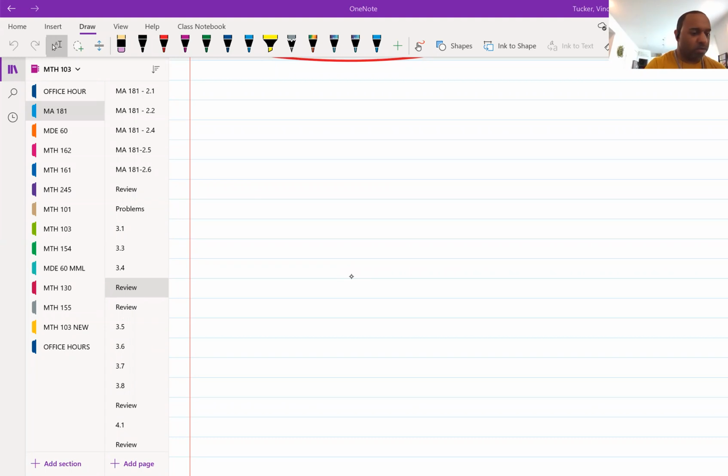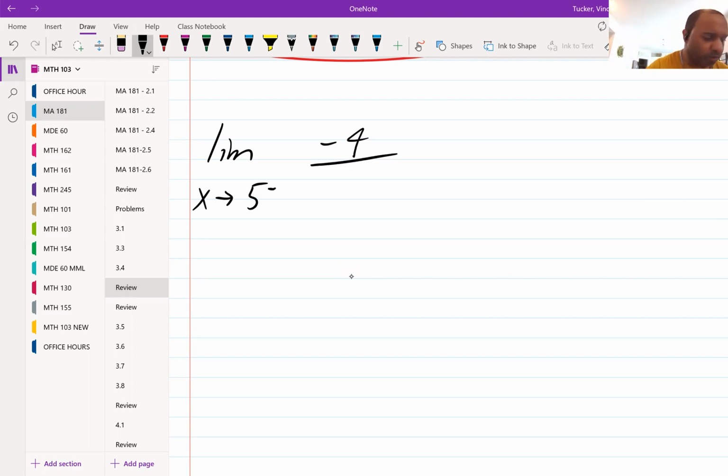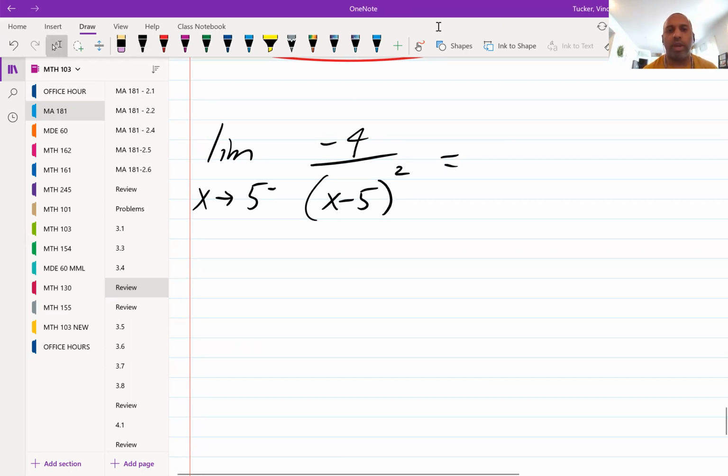All right, so let's get to these problems that you sent. Okay, the first one, I want to go black. X, we come from the left side of 5. We have -4 over x minus 5 squared, and we'll know the limit. So what I would do is go to a graphing calculator for this one.